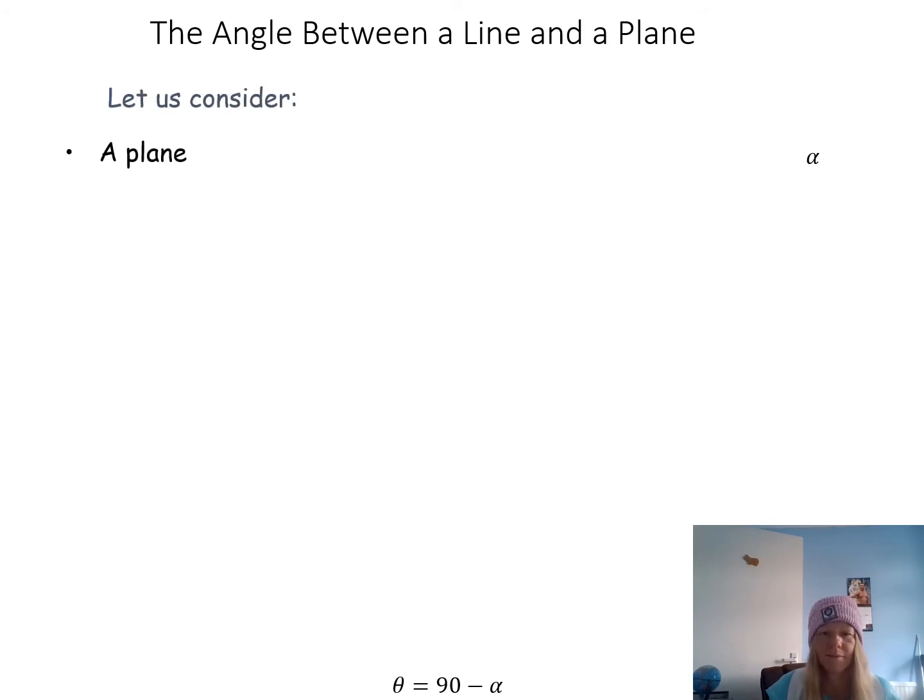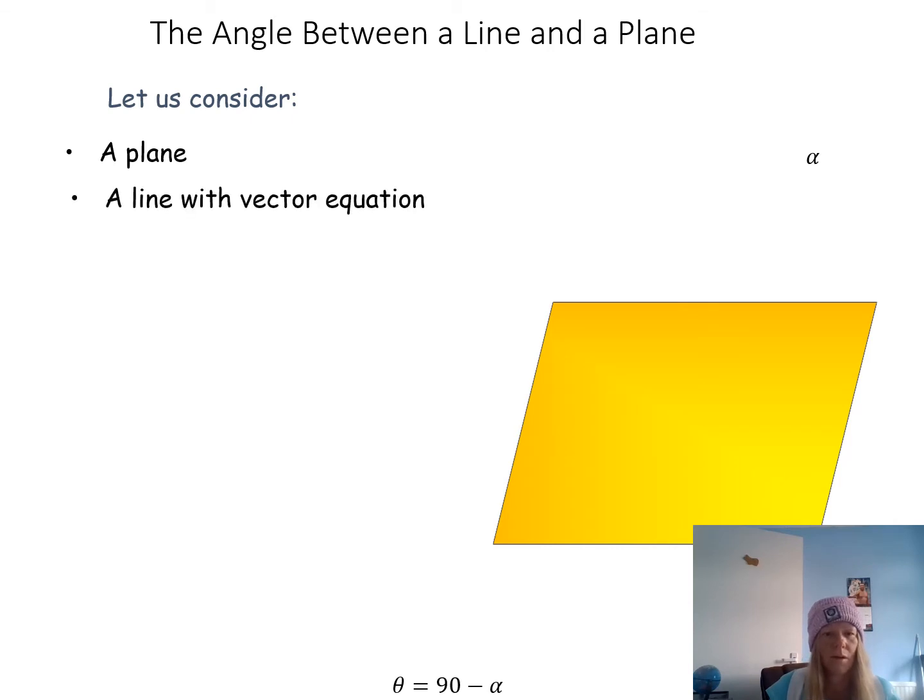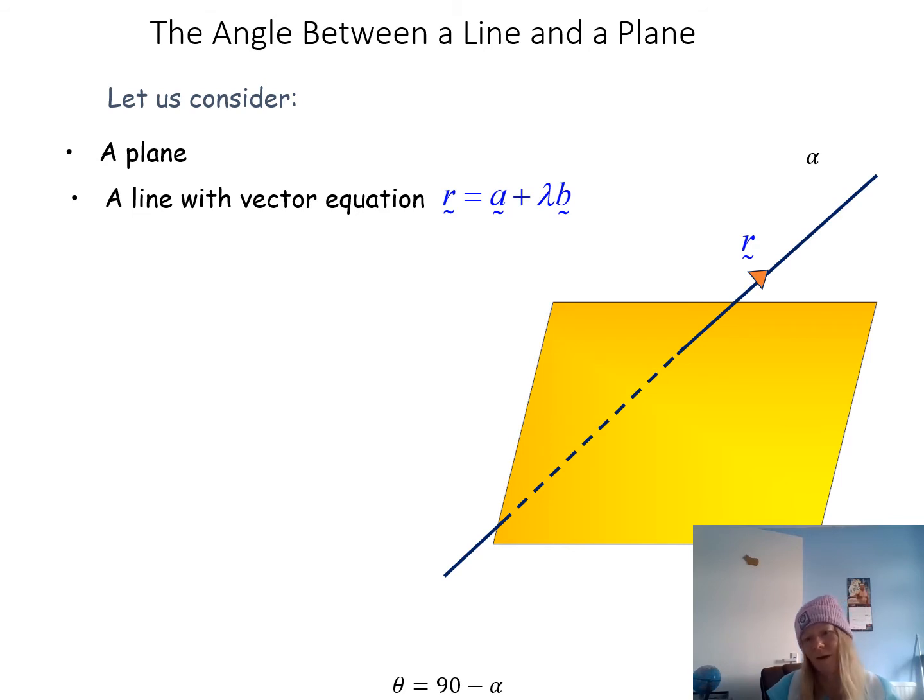Let us consider a plane. That's a flat surface. There he is. Wow, yellow. A line with vector equation r equals a plus lambda b. So b is a direction vector, a is a point on the vector line. So there's our vector line. The dotted line is trying to show how it comes through in 3D, so it actually comes out here. You can see that sort of, it's very weird.